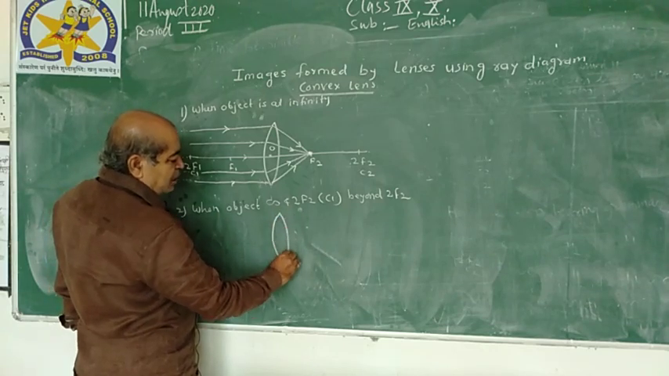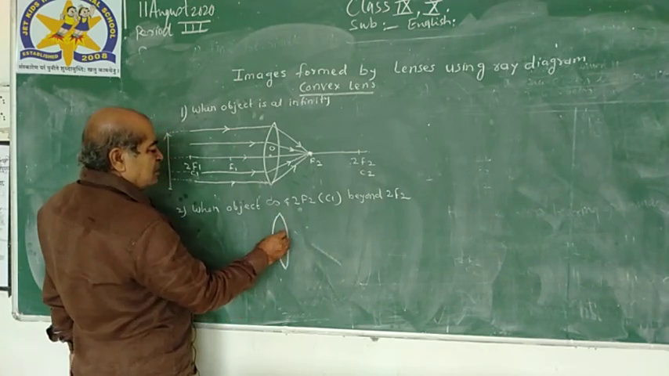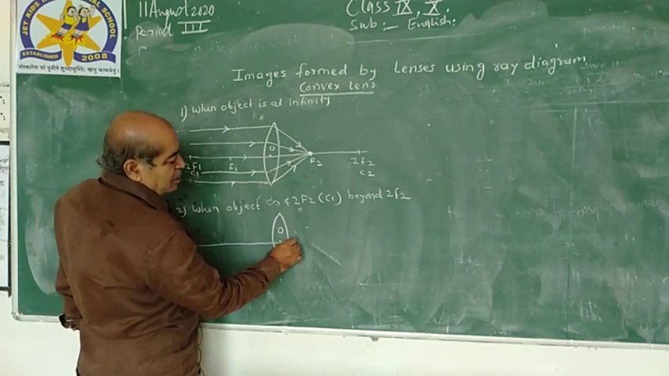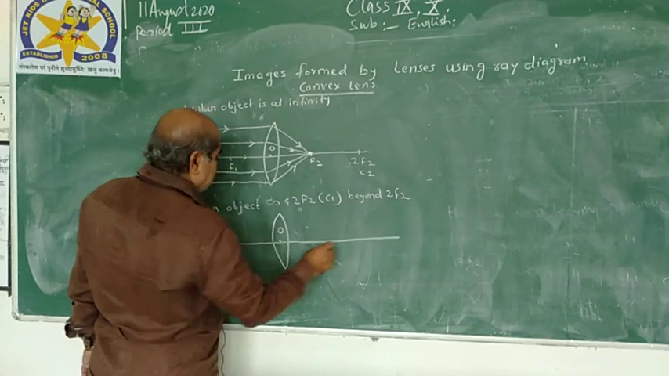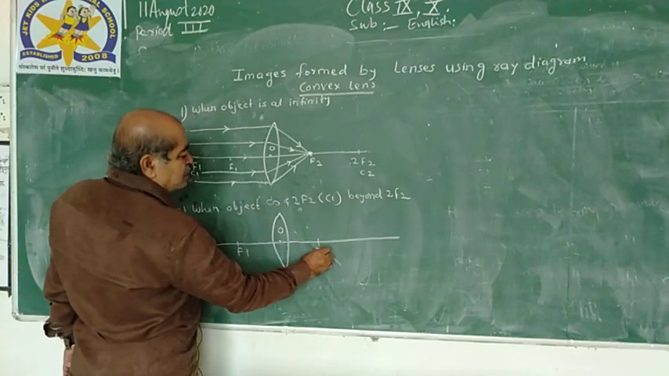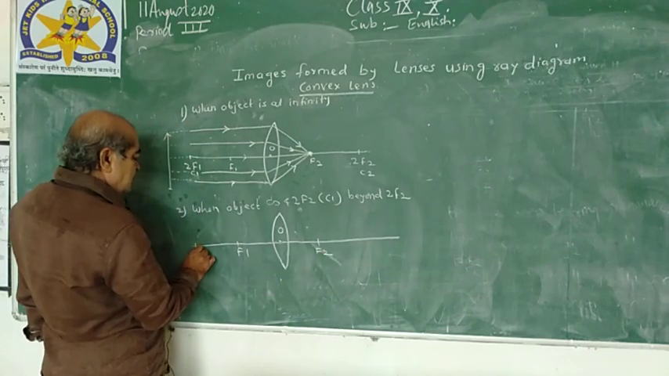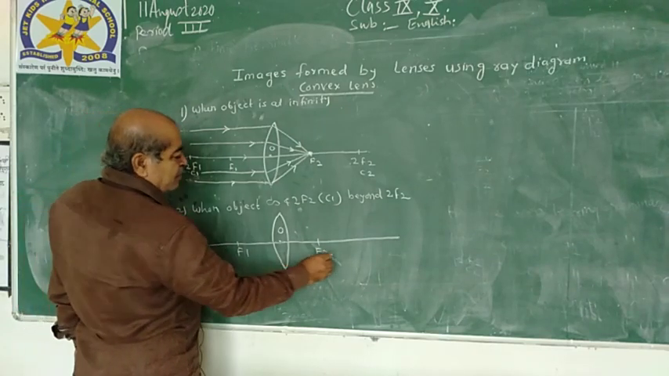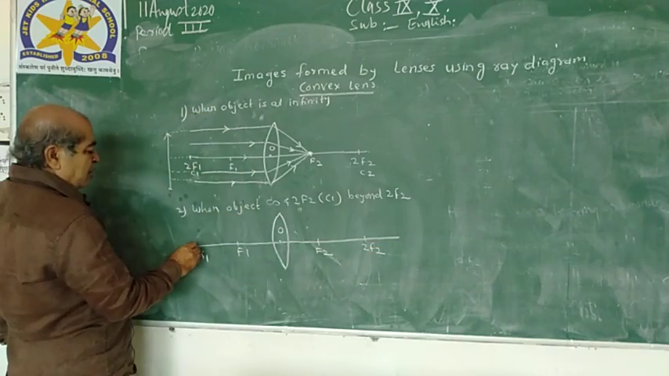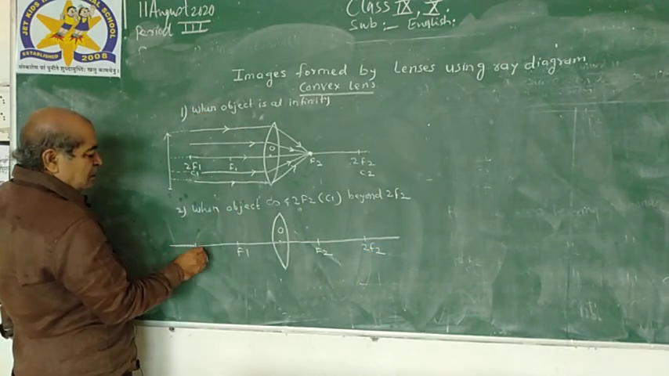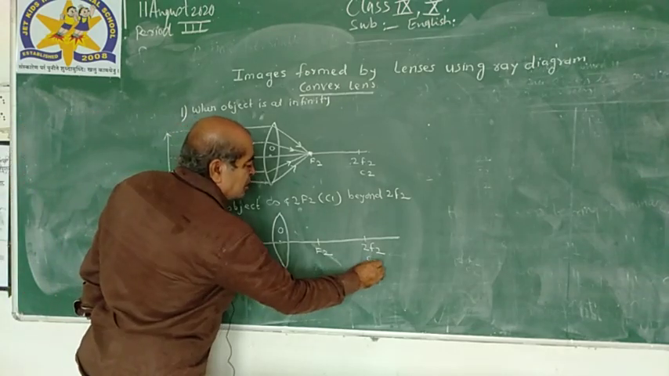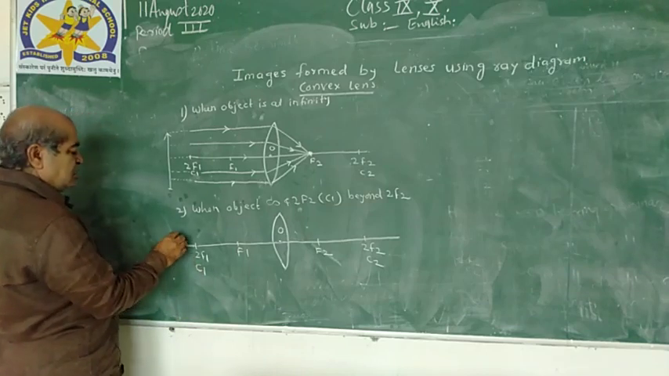So this is the convex lens. O is the optic center. This is the principal axis. F1 and F2 are principal focus. This is twice F1 and this is twice F2. This is center of curvature C1 and this is center of curvature C2.